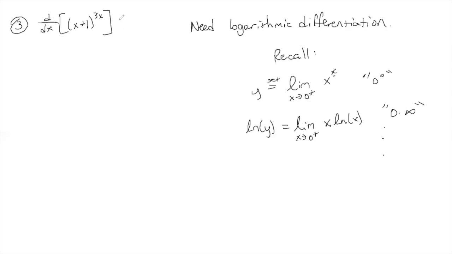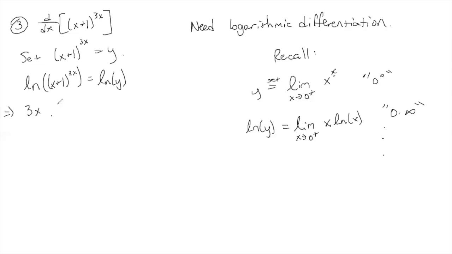So what I do is I set x plus 1 to the 3x equal to y. Okay, now I take an ln of both sides. ln of x plus 1, put that in little parentheses, 3x there, equals ln y. Okay, now the reason I do this is because I know my log rules. This gives me 3x times ln of x plus 1, right? Okay, so I have a product and I know how to do a product rule. It's not great, it's not my favorite thing to do, but I can do it much more easily than I can do this, right? So it's not ideal, but it's better.